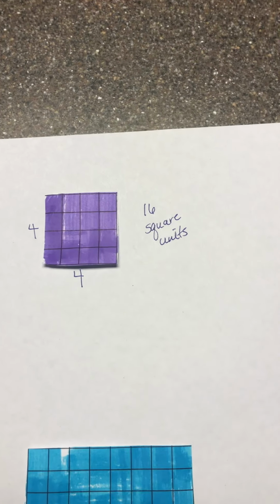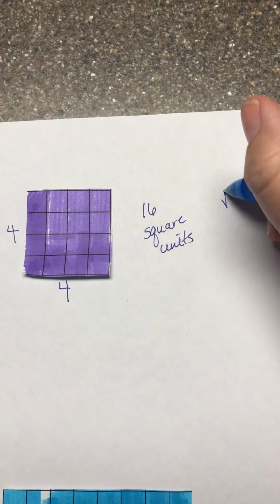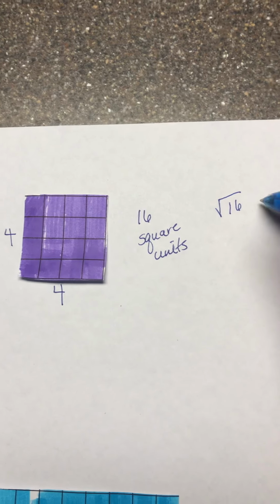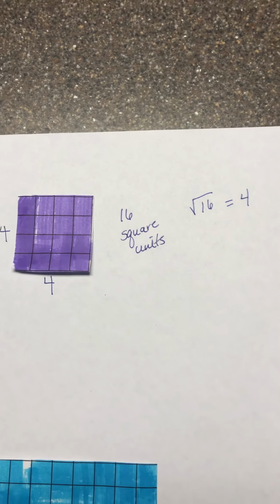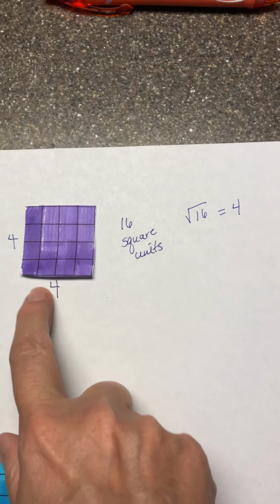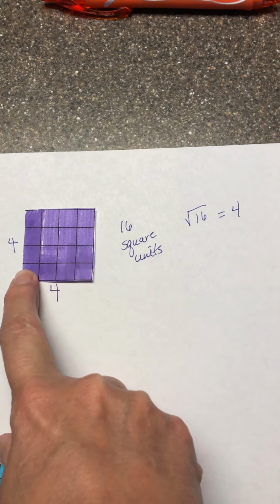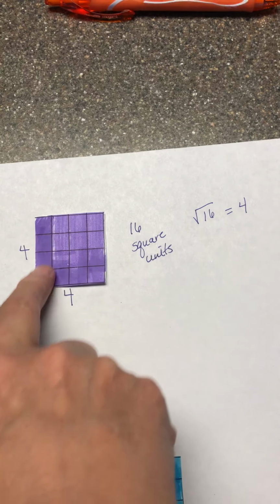Now what we could do is say that the square root of 16 equals 4. And how do you get that number? Well, look. There's 4 squares on each of the sides.